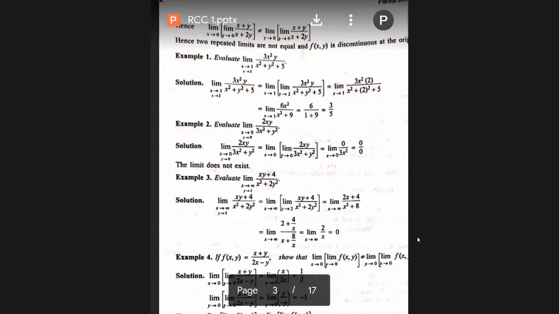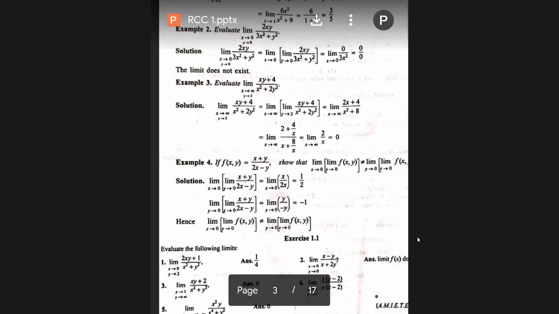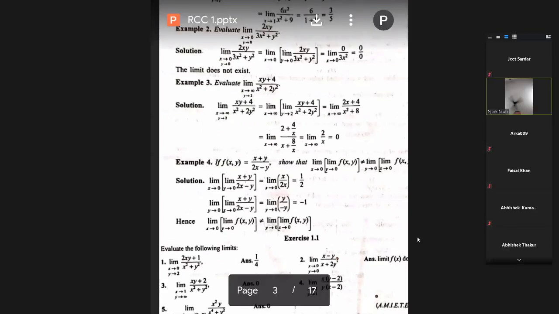Next part. If f(x,y) is equal to (x plus y) over (x minus y), we have to show that limit x tends to a, y tends to a of f is not equal to the limit y tends to 0, x tends to a of f(x,y). The marking is slipping, so here it is.